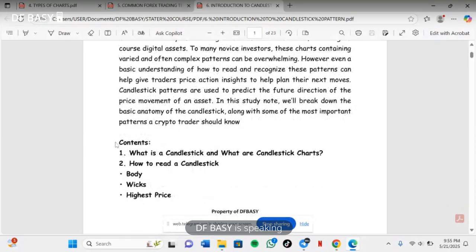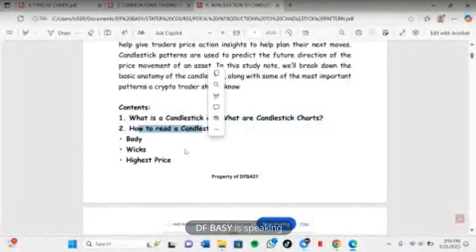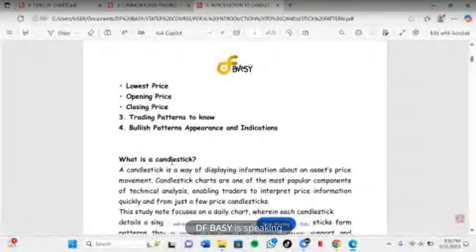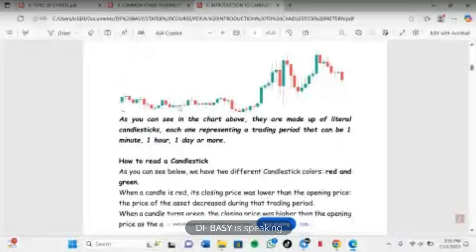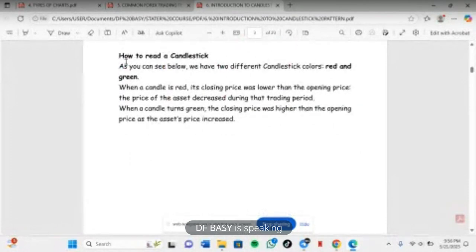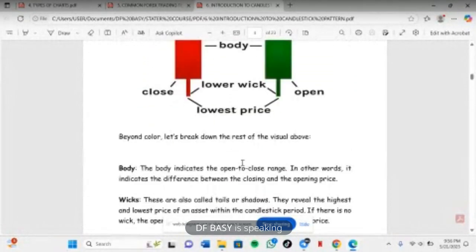Right? So, context of a candlestick. What is a candlestick and what are candlestick charts? How to read a candlestick? Body, wicks, highest high. I've already explained that before. So this is a candlestick chart. I've showed you guys a candlestick chart, and how to read a candlestick chart. I've typed this out, but I've explained this already, so no need for me to go through this again.